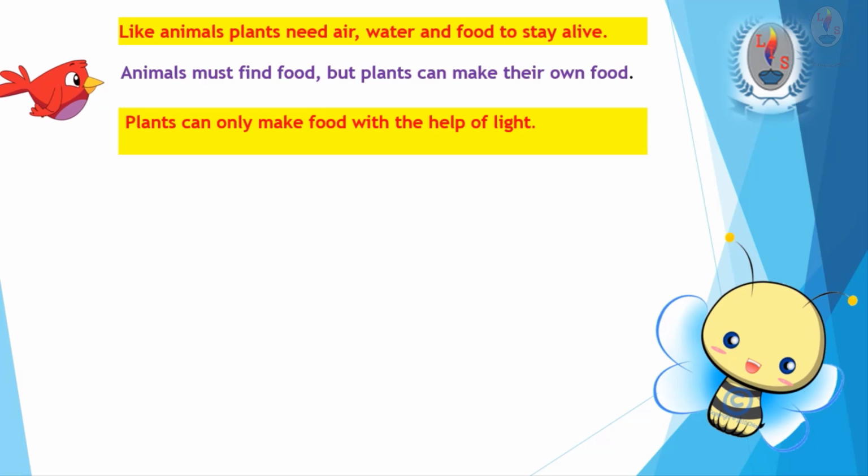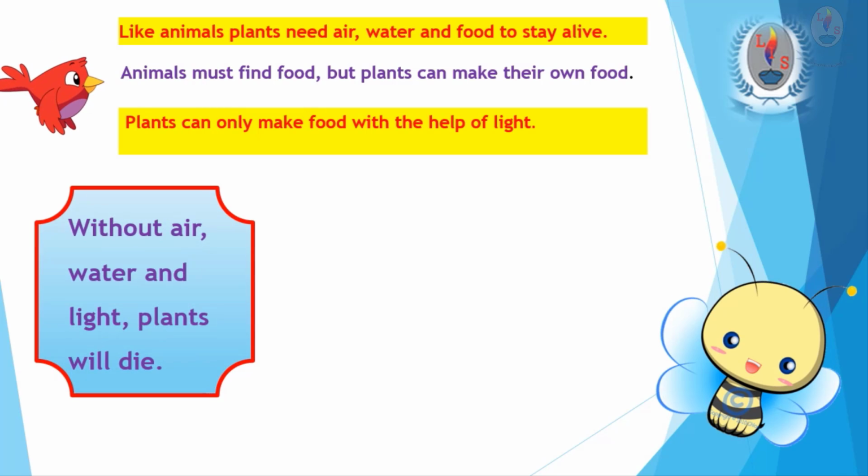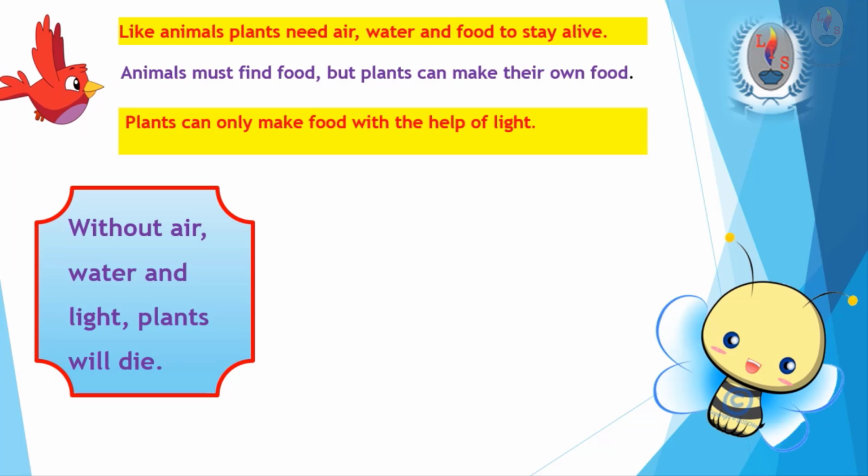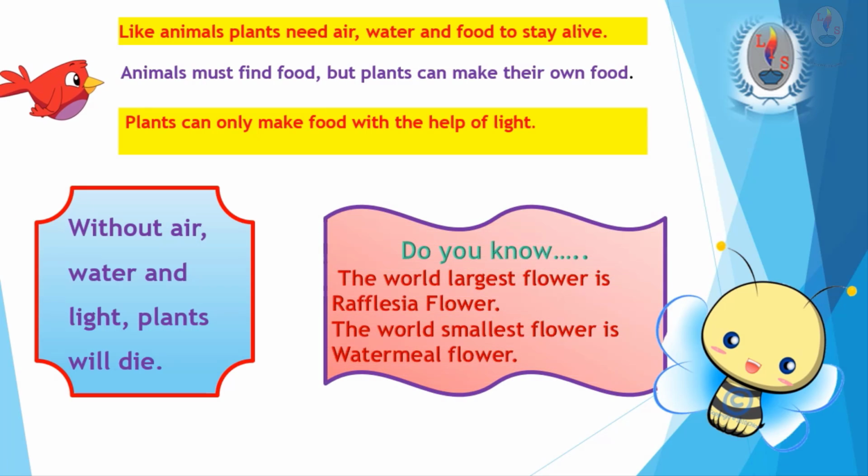Plants can only make food with the help of light. Without light, plants can't make food. Without air, water and light, plants will die. Children, do you know the world's largest flower is the Rafflesia flower? The world's smallest flower is the watermelon flower.